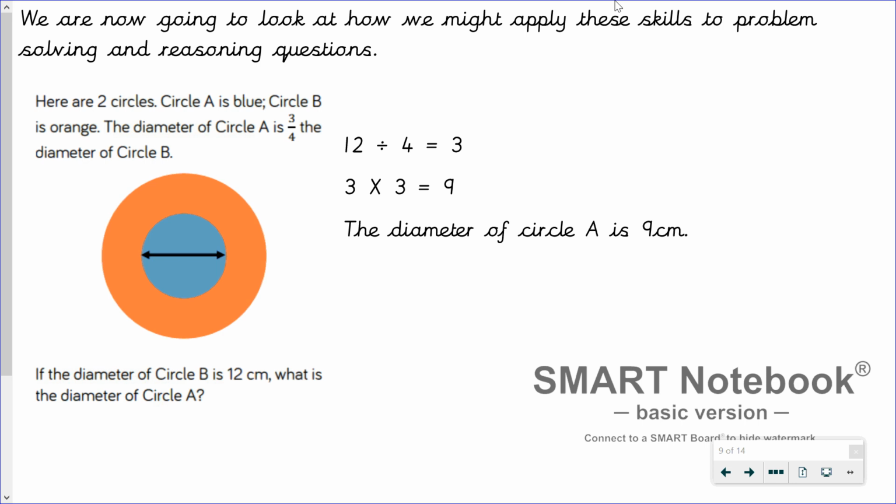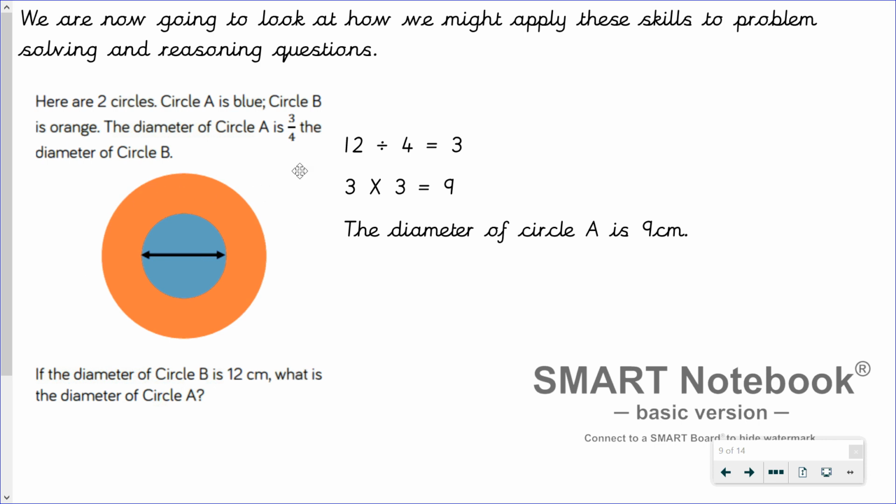So now we're going to look at some problem solving and reasoning questions, and I'm going to go through one with you. Now this question you will have a bit later because there are more parts to it, but I thought we'd go through one part of it together. So here are 2 circles. Circle A is blue. Circle B is orange. Circle A, for those of you that might struggle to see the blue, is the middle circle with the line across it. Circle B is the big circle.